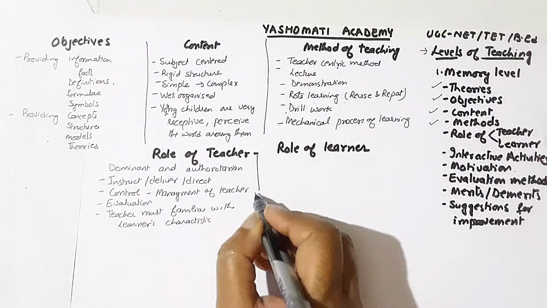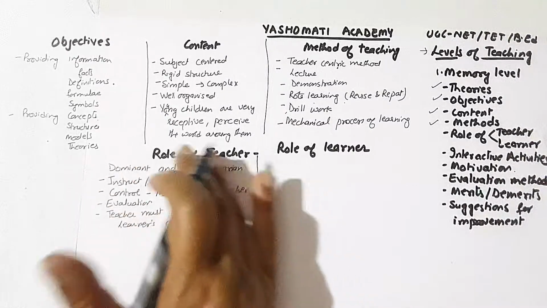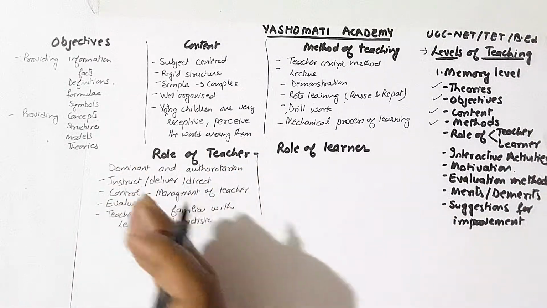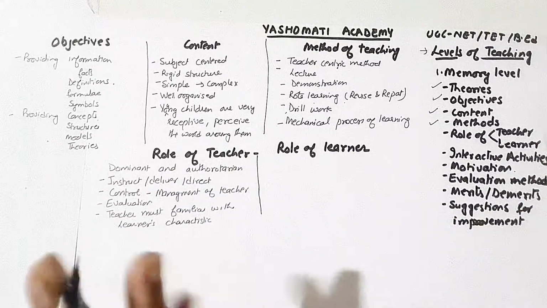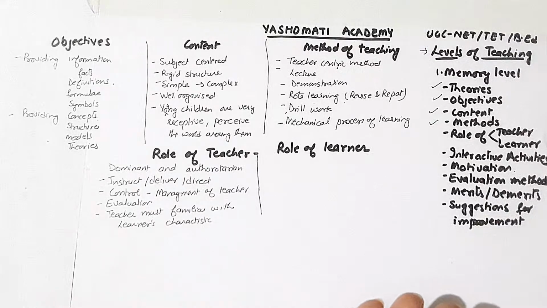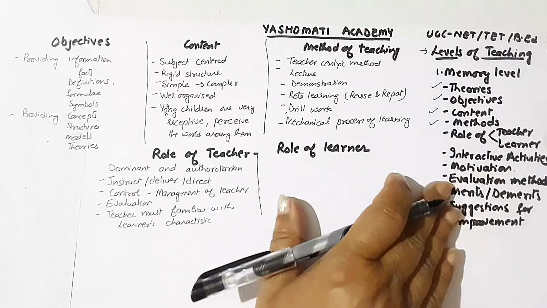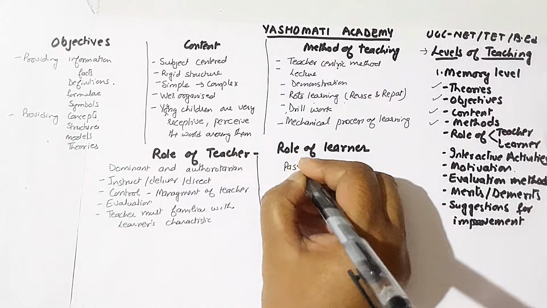Now let us talk about role of learner. If all this is to be done by the teacher, then what will the learner do? If teacher is going to decide everything, teacher is going to plan everything, teacher is going to transfer the information to the learner, then what will the learner do? What is expected from learner? Most of the time we see that at this level of teaching, learner is passive.